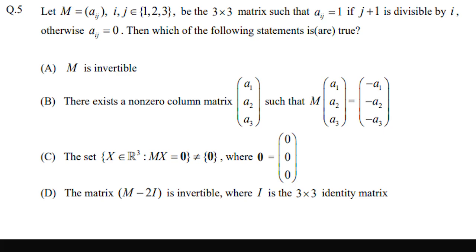Now in question number 5, we are given this matrix A_ij such that A_ij is 1 if j plus 1 is divisible by i, otherwise A_ij is 0, and it's a 3 cross 3 matrix. So first we want to create this matrix M, which is a 3 cross 3 matrix. Now when the value of i is 1, it is going to divide every value of j plus 1. So all these 3 entries will be 1. Now when i is 2, j plus 1 should be divisible by 2. That means j has to be odd. So it'll be this 1 and 1 here and 0 here. And for this third case, when i is 3, the only possible case is when j is 2. So it'll be 0, 1, 0.